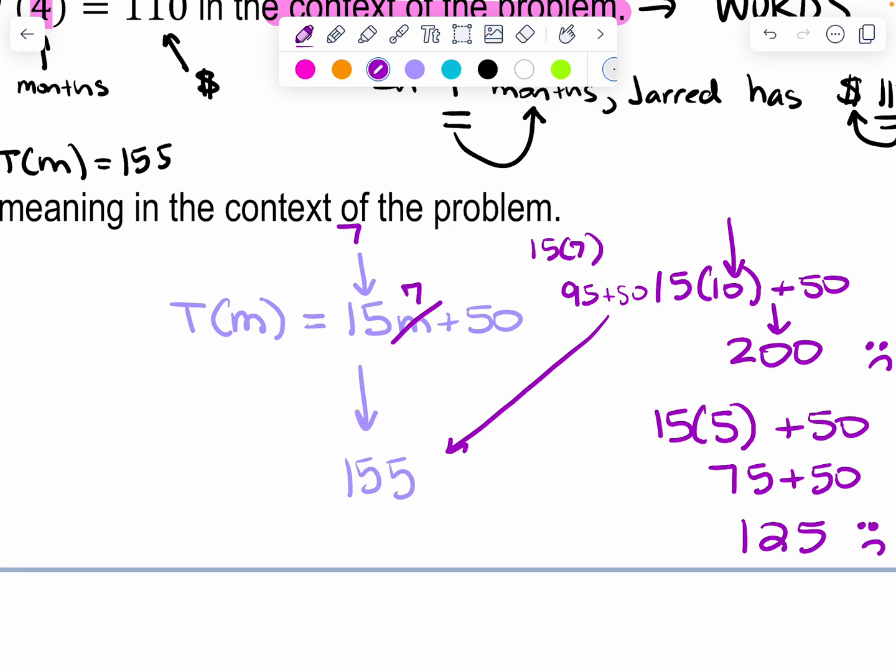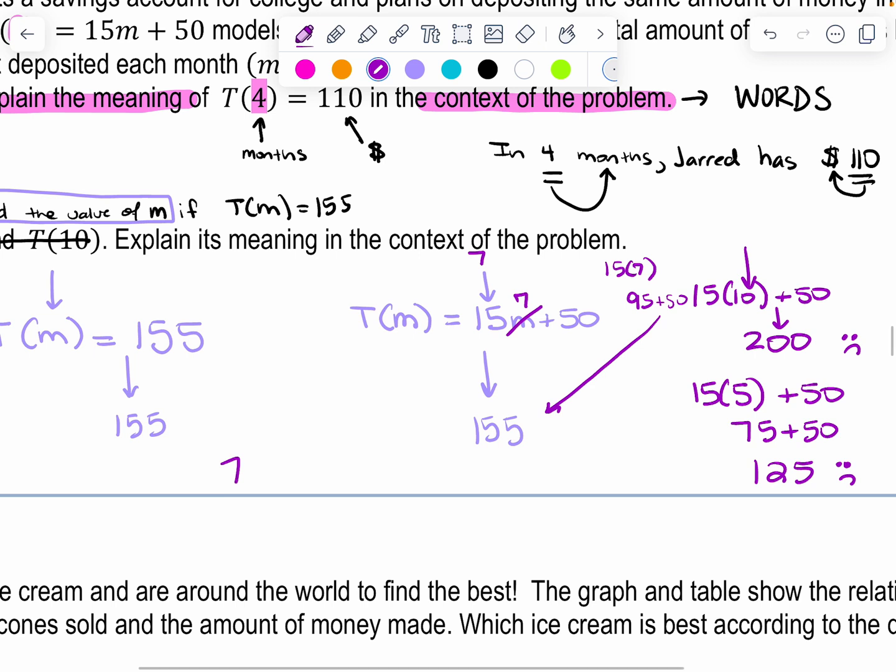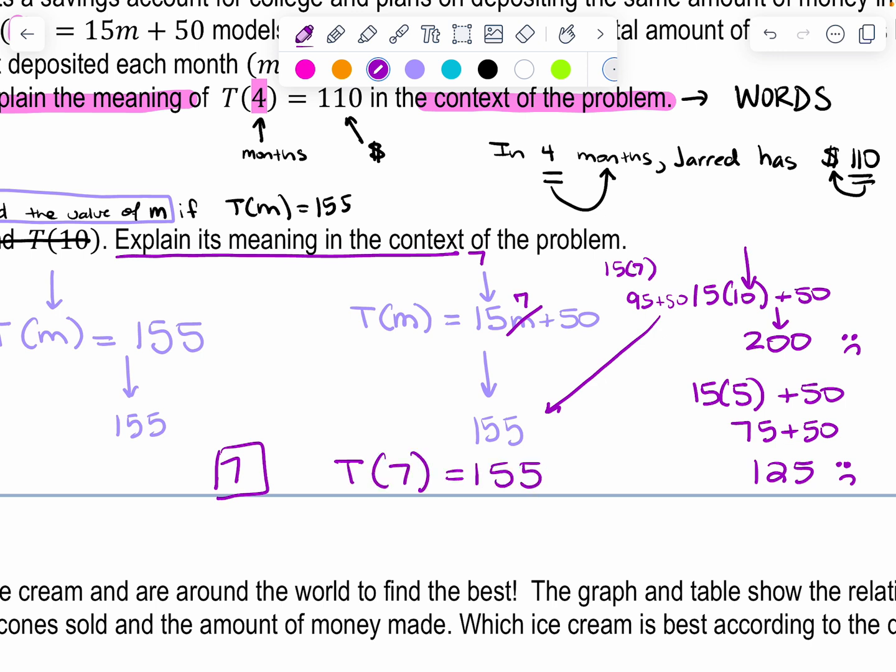So don't forget to answer the question. What had to go in? 7. And if it says explain the meaning, and again, 7 was the M, so you have T of 7 is 155. 7 had to go into machine T to get 155 out. But remember, what does this mean? 7 represents the months. 155 is the money. So if I said to you, what does that mean? The sentence I'm looking for would be if Jared saved for 7 months, he would make $155. Or it took 7 months for him to make that money. All right, I hope that helps.